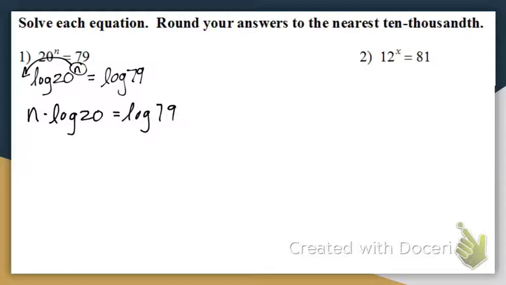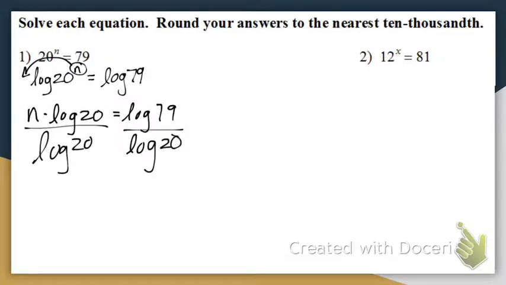So if we're going to isolate that n and get n all by itself, what do we need to get rid of on that side of the equation? I need to get rid of this log of 20, I'm sorry. Is it being added, subtracted, multiplied, divided? It's being multiplied. What's the opposite of multiplication? Division. So let's divide by log of 20 on both sides. Over here on the left, log of 20 divided by log of 20 will be 1. We get n equals log of 79 divided by log of 20.